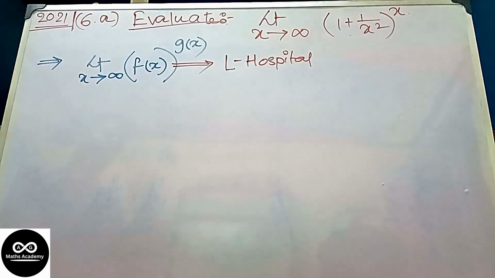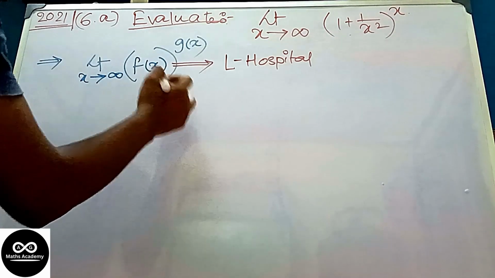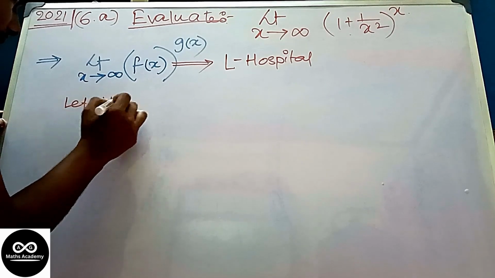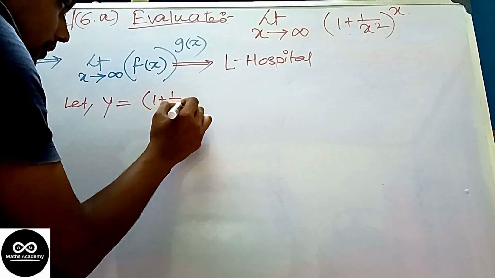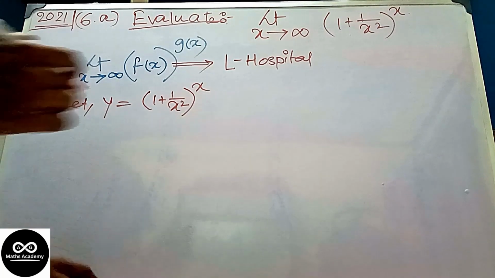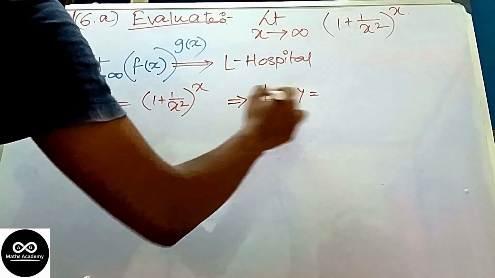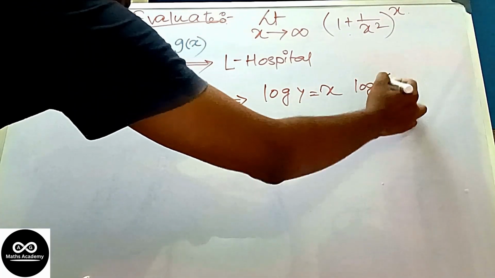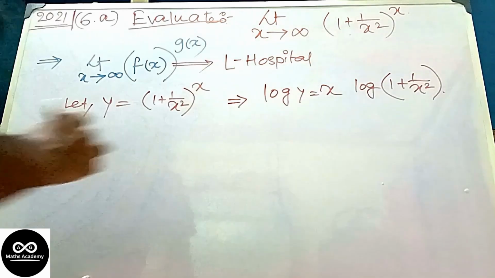Okay, so at first what we're going to do is we're going to take the whole thing as y. So let y equal to this. Now taking log on both sides, so this becomes log of y equals x log of 1 plus 1 by x square.